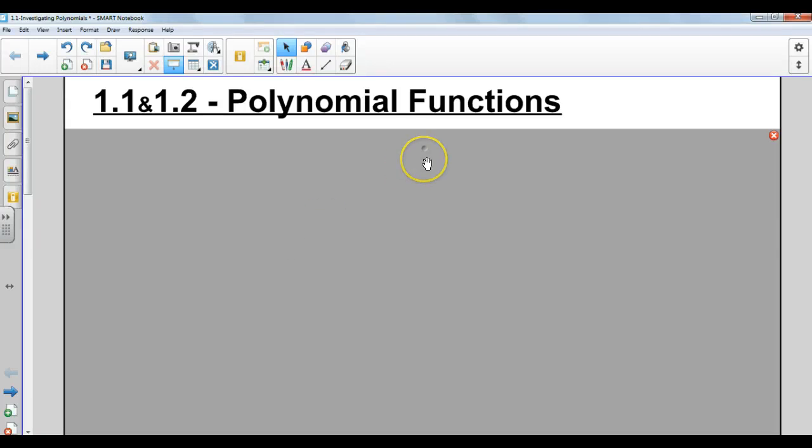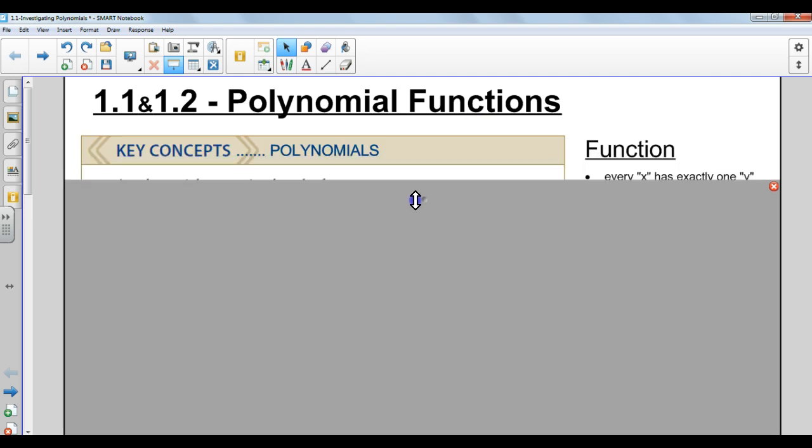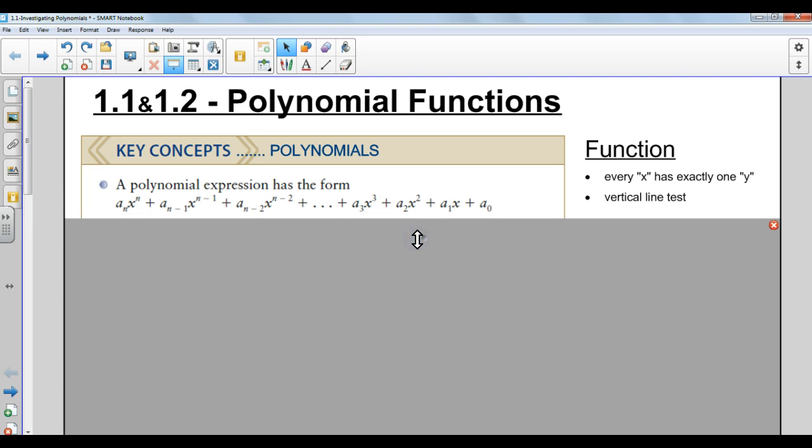Okay, welcome everybody. I'm going to go over some quick terminology here that we need as we move into the polynomial section. Just a few things that should all be reviewed, but again, if they're not, then at least we'll have covered them together.